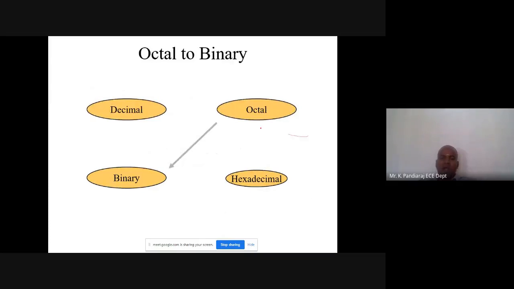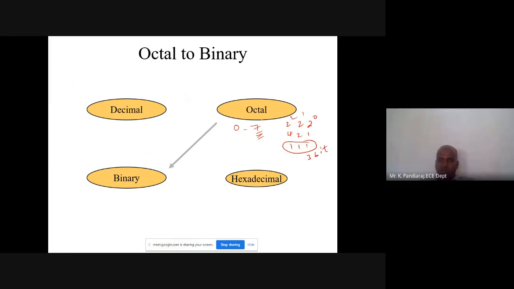Yes. Octal to binary. The octal range is 0 to 7. So how to represent number 7 in binary? It is 2 power 0, 2 power 1, 2 power 2, that is 4 2 1. Number 7 is 111. So for writing number 7, we need a 3-bit representation.